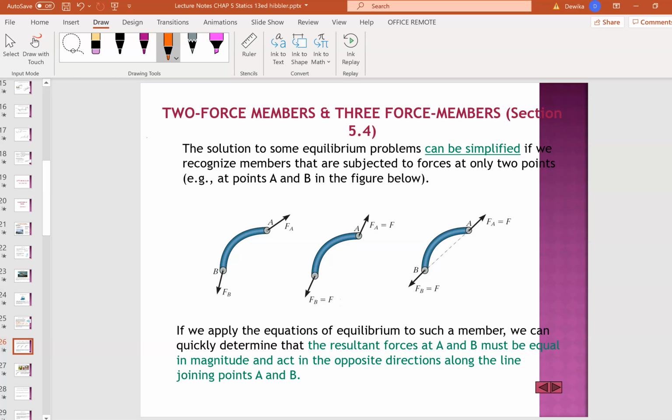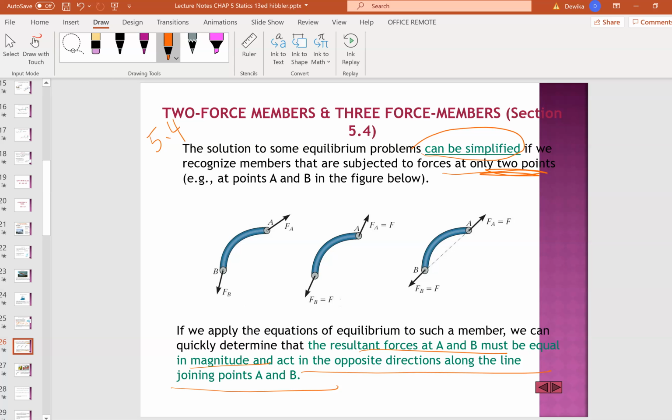Now we'll be moving to subchapter 5.4, which is two force members and three force members. The solution to some equilibrium problems can be simplified, so that's the purpose of studying this particular subchapter. If we recognize the members that are subjected to forces at only two points, and apply the equations of equilibrium to such members, we can quickly determine that the resultant forces A and B must be equal in magnitude and act in opposite directions along the line joining A and B.